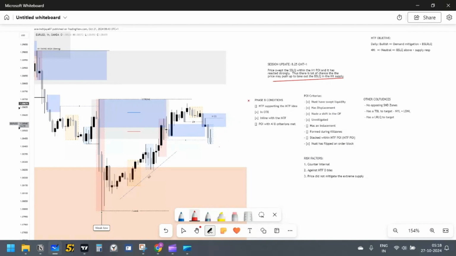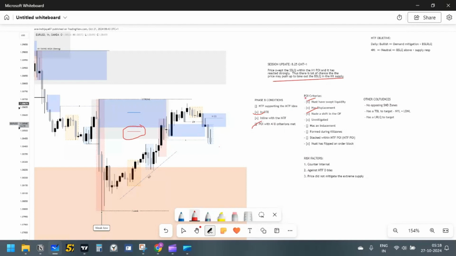So what are the phase B conditions? High time frame supporting medium time frame area? Absolutely no. And it is an OTE. And you can see the price has actually reached the 50% of the swing range. So phase B shorts are valid and it is in line with the medium time frame order flow. And one, two, three, yeah, 5 out of 8 criteria is being met. This box is also ticked.